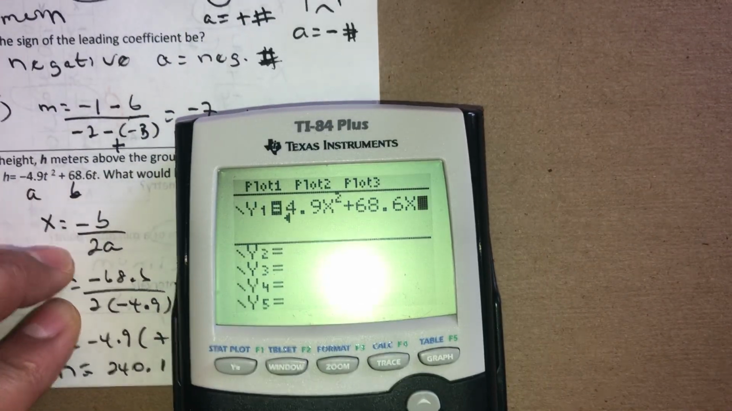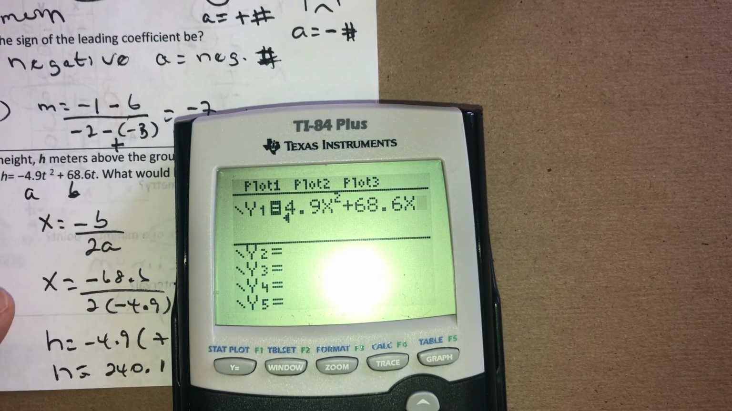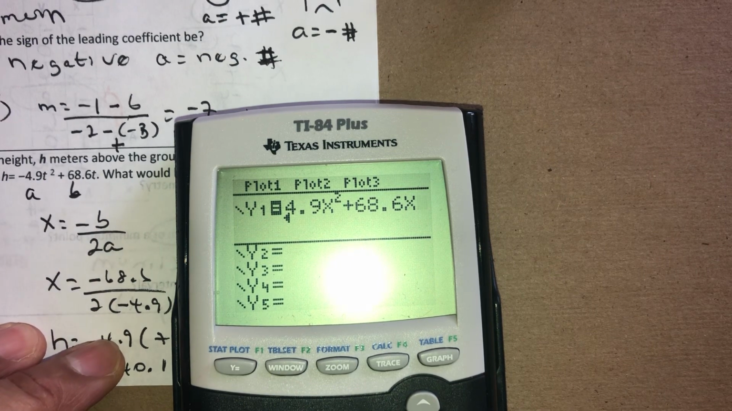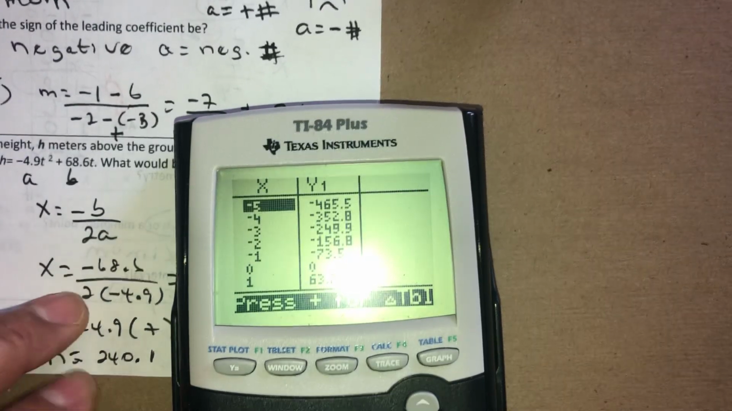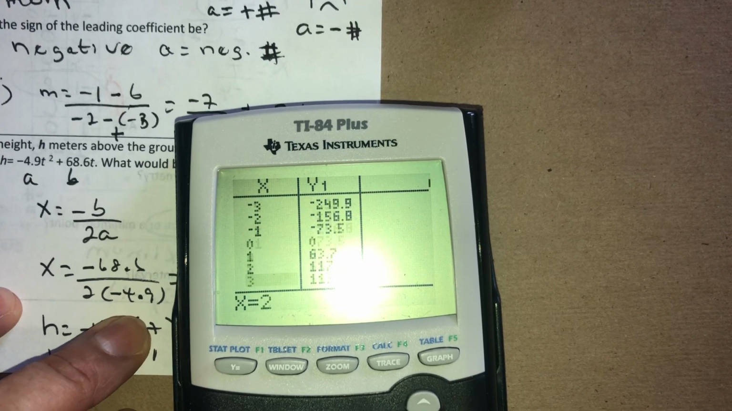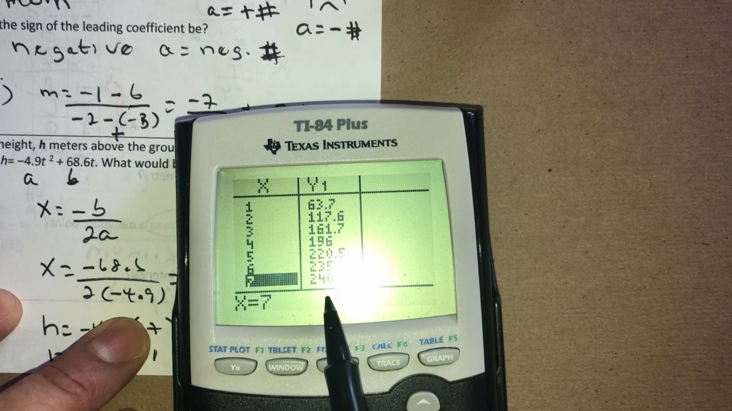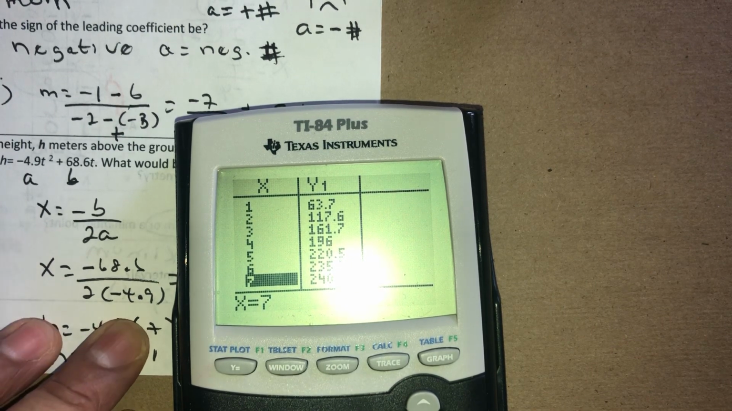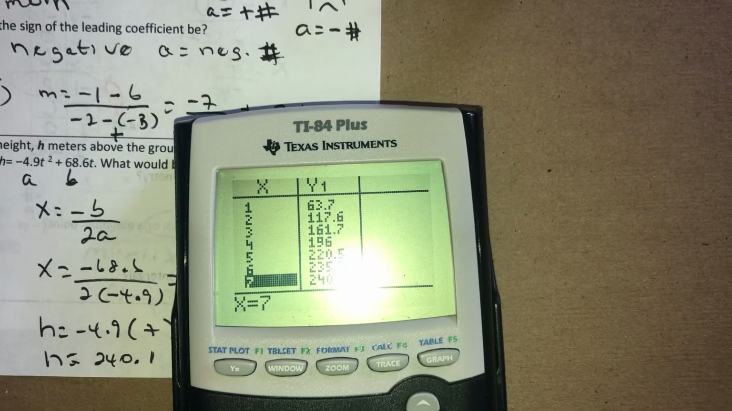I entered the equation, and I'm going to go to second graph, so I can find the value of y when x is 7. So I go second graph, and I go to my table to look for the value of x when it's 7. I'm going to go down because here is negative 5. Let me go down, all right, until I hit 7. And it's right there, okay? When x is 7, y is 240.1. But because they say round to the nearest meter, it's going to be 240. If that would have been 240.5, then we would have gone up to 241.